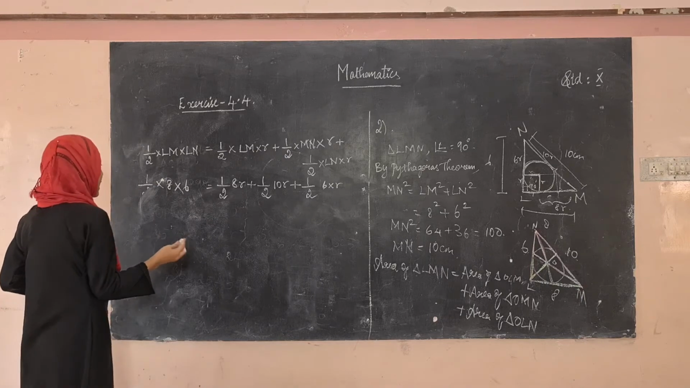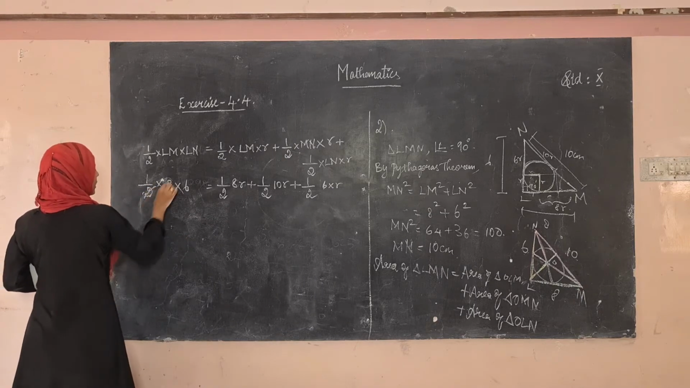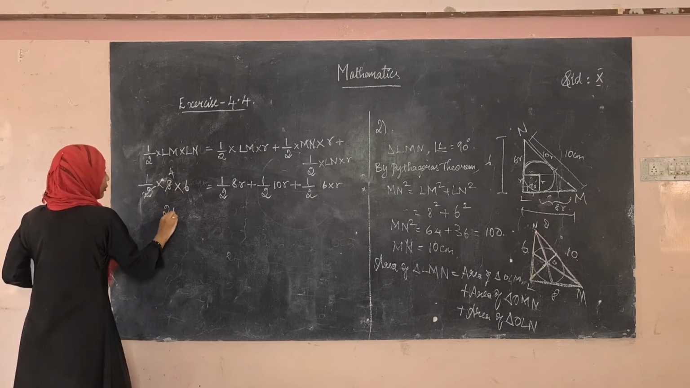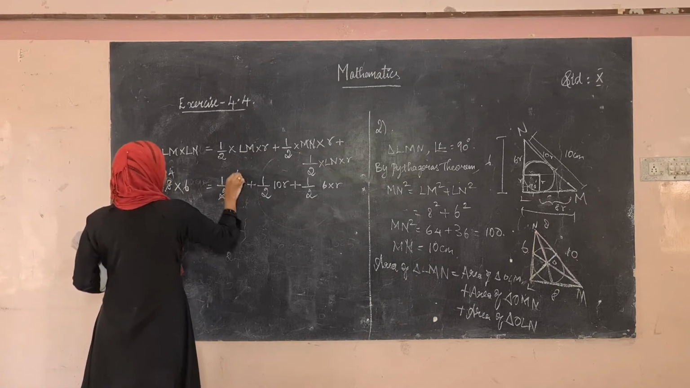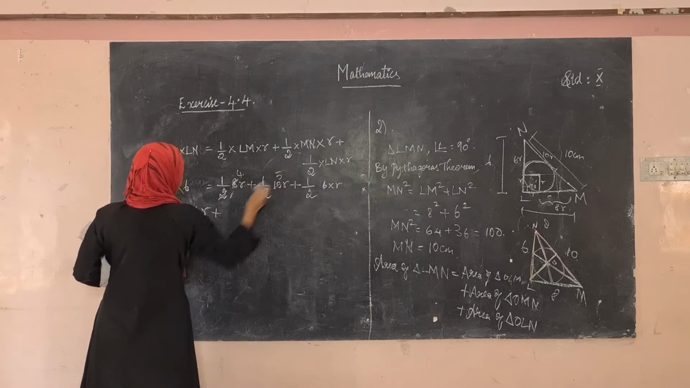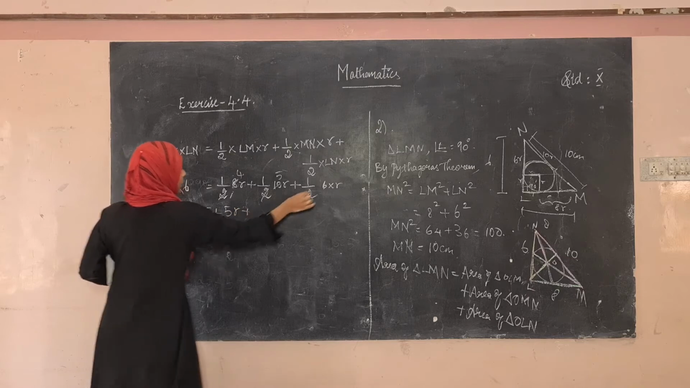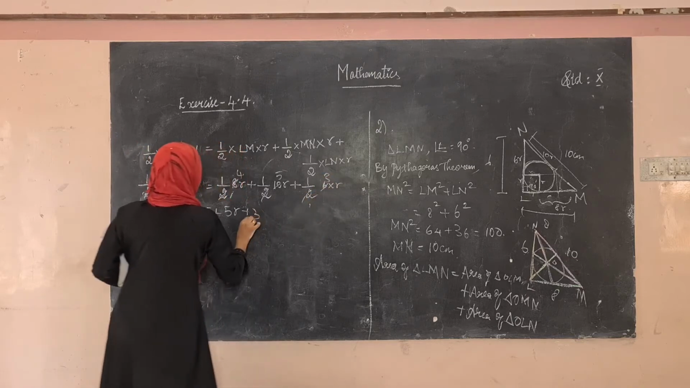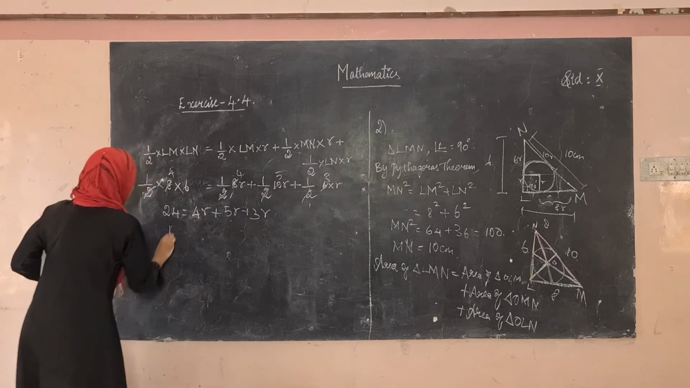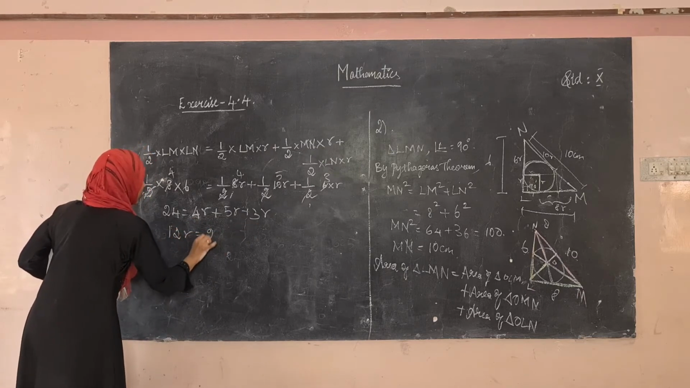Otherwise, we can take it directly. See here, if you want to cancel, this is 2 and this is 4. So on the left hand side, you will be having 6 into 4 is 24, which is equal to 1/4 times 4 into R plus 1 5. So 5R plus 1, and this is 3. So 3R. 5 plus 4 is 9, 9 plus 3 is 12. So 12R is equal to 24.